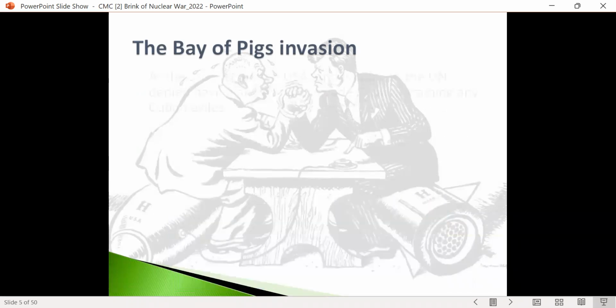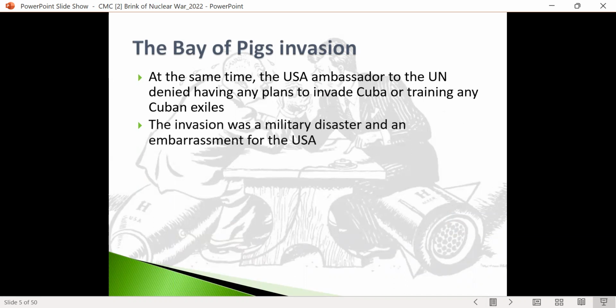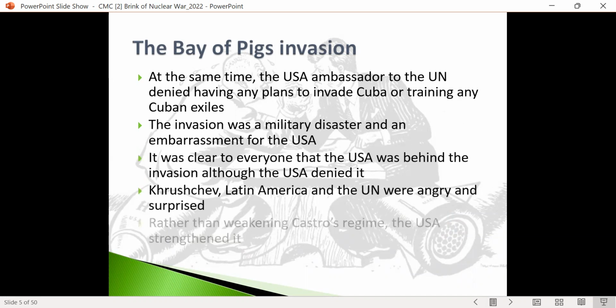Just to sum it up, this entire invasion was a huge military disaster. It was very clear to everyone that the USA was behind it, and it was very embarrassing for the USA. All along, the USA has been promoting self-determination, the right for countries to choose what path they want to take, while encouraging democracy, freedom of choice.